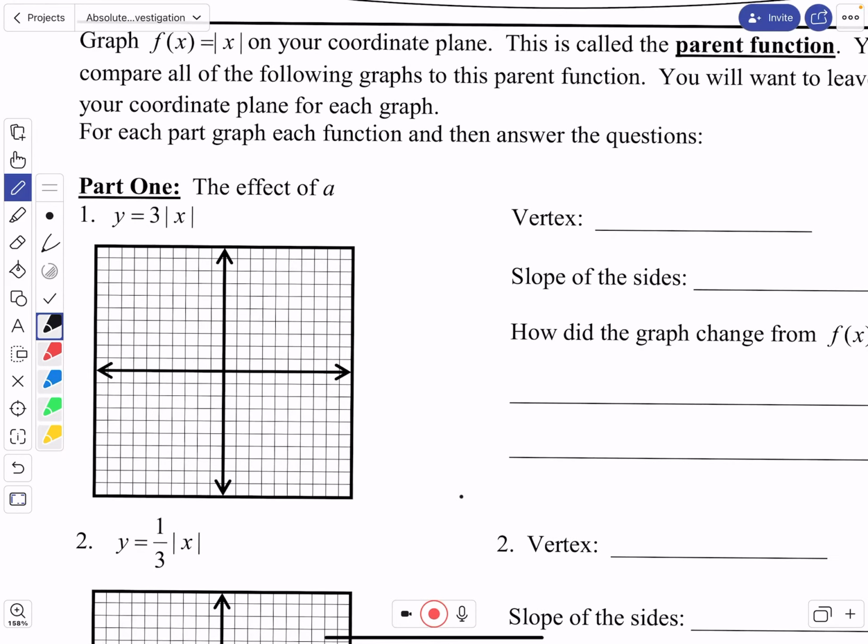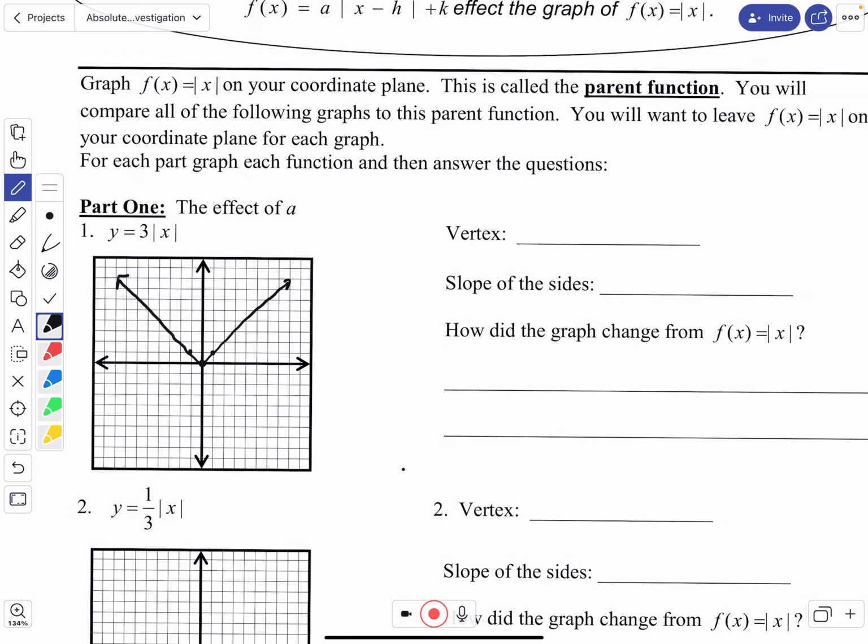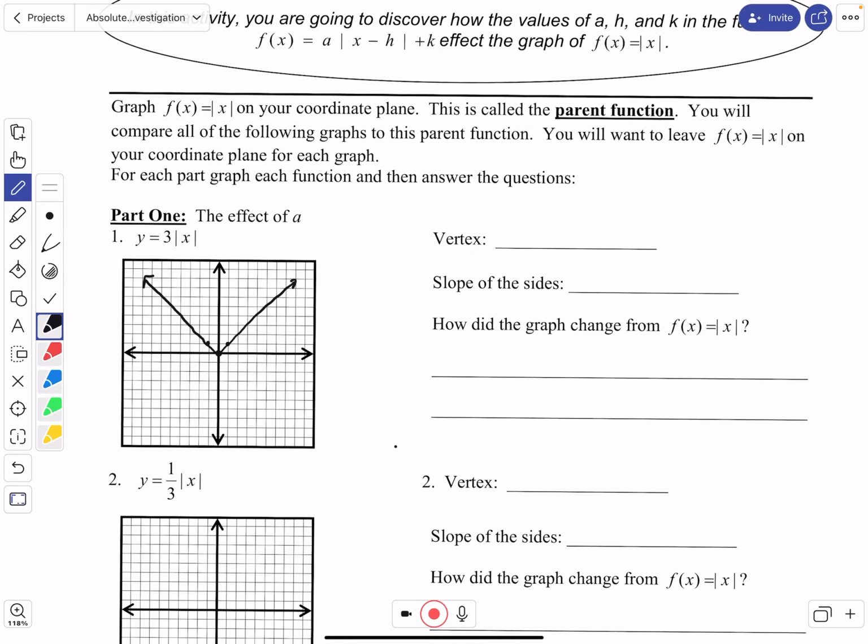And I'm going to make this a little bit bigger here. So when we graph it, we just have here, and it is a V shape. Okay, so this is called the parent function. And what you're going to do is we compare all graphs to the parent function. And we want to leave this on our graph so it's easy to compare it to.